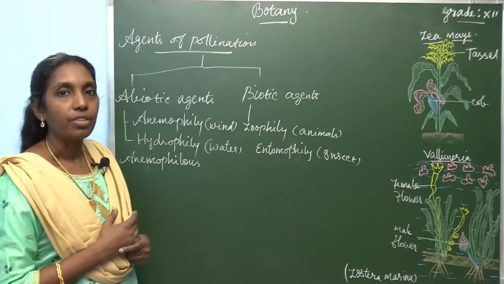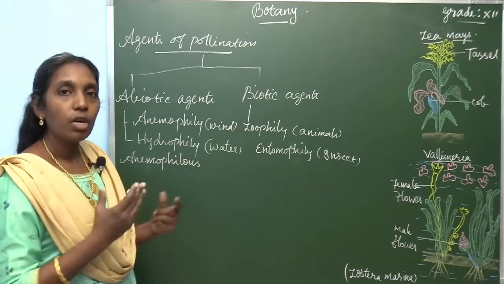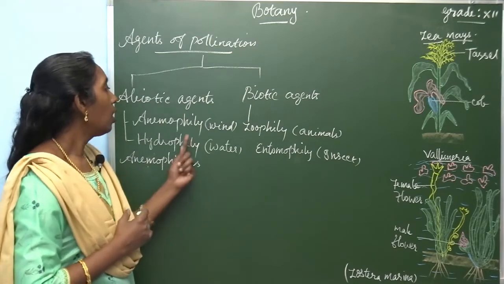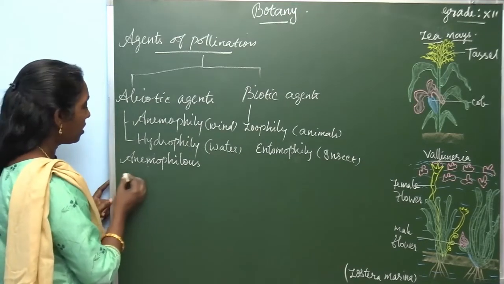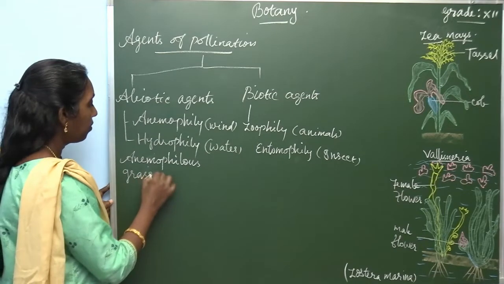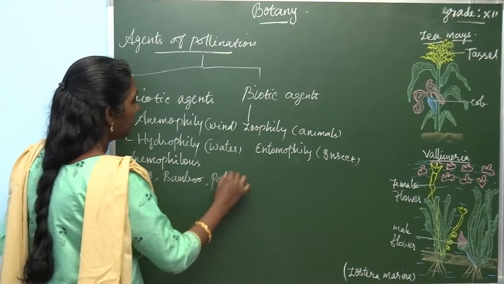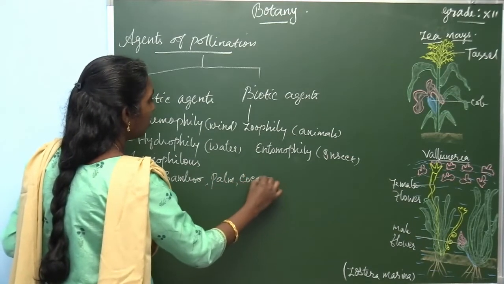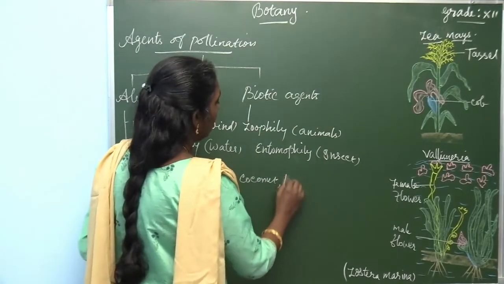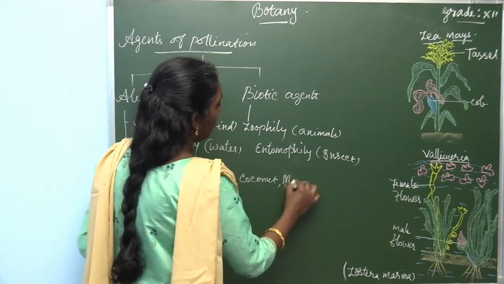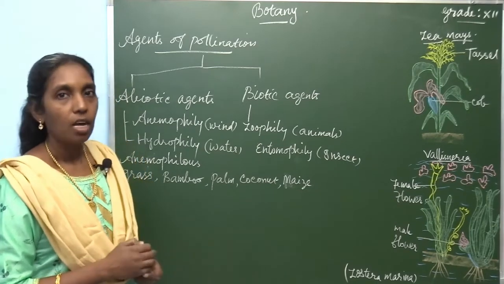What are the characteristic features observed in this type of plants and flowers? First, you should know the examples of wind pollinating plants. The wind pollinating flowers are grasses, bamboo, palm, coconut, sugarcane, and maize, Zea mays. These are all examples of wind pollinating plants.